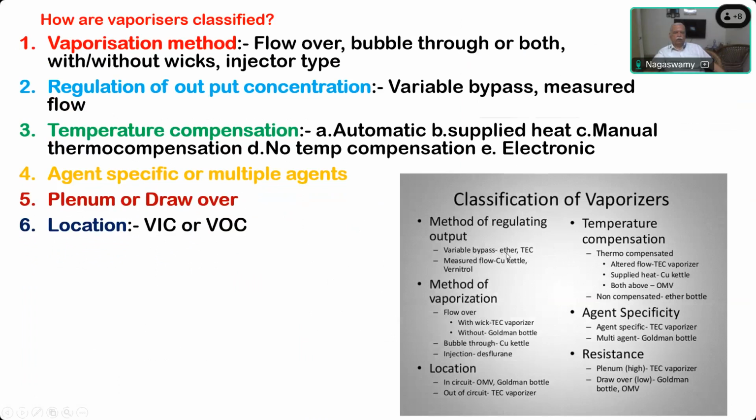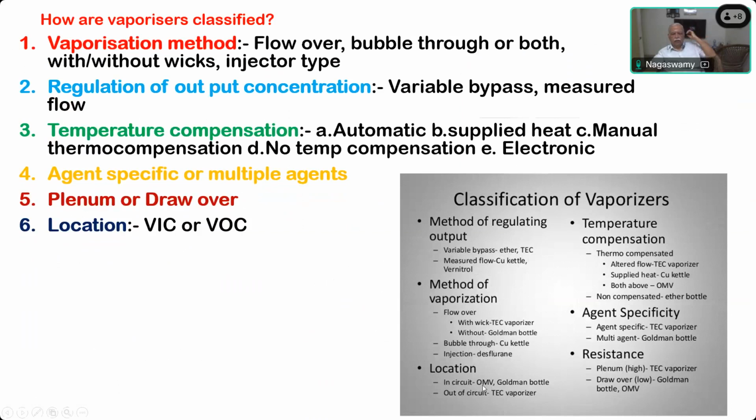You have ether vaporizer or Tec vaporizer. That is, you can adjust the bypass level by the lever. And measured flow is copper kettle or Verni-trol. Method of vaporization is Goldman bottle as well as the ether bottle or boil bottle. All these are flow over. The ether bottle has bubble through, and desflurane is called the injection type.